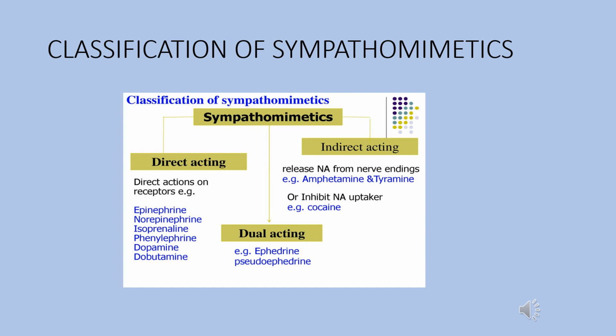Examples: amphetamine and tyramine, or they inhibit noradrenaline uptake. Example: cocaine. Dual acting drugs. Examples: ephedrine, pseudoephedrine.